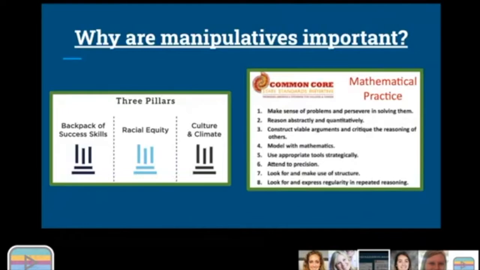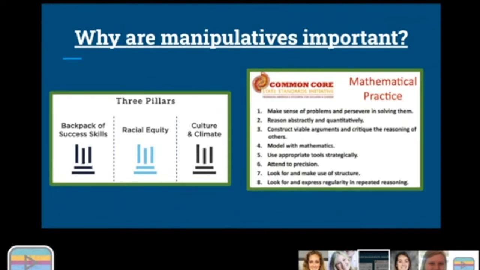And so the big question is, why are manipulatives important? I'm looking to two things: the 3 pillars of JCPS and the mathematical practices on the right. You'll see how they go hand in hand. Equity is the foundation for everything we do in this district, and it means access for all. We must provide that equitable access to support students building number sense and learning grade level content if we're going to overcome this achievement gap and grow every child.